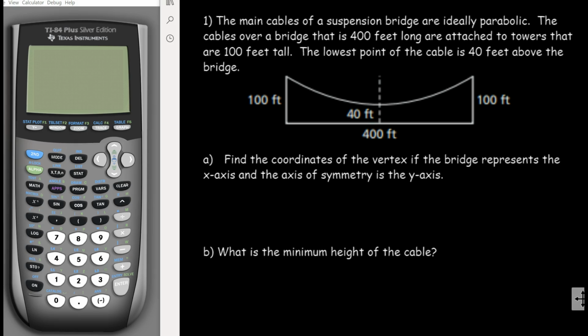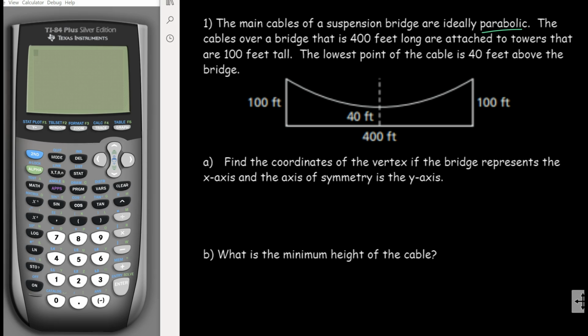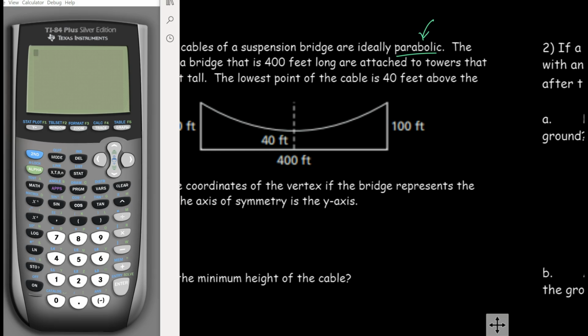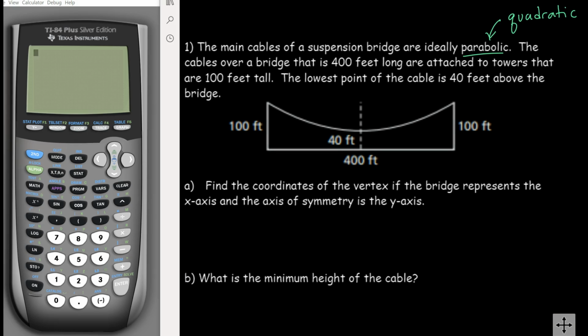Okay. All right. The main cables of a suspension bridge are ideally parabolic. Now, what does parabolic mean? It makes a parabola, right? What type of equation is that? Oh my gosh, we're in the unit on quadratics, right? That makes sense. The cables over a bridge that is 400 feet long are attached to towers that are 100 feet tall. The lowest point of the cable is 40 feet above the bridge.